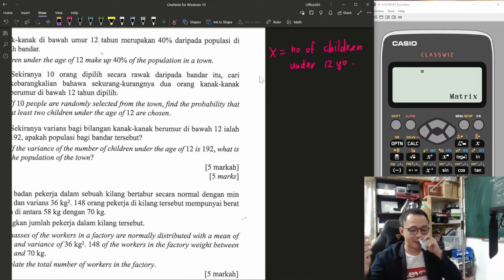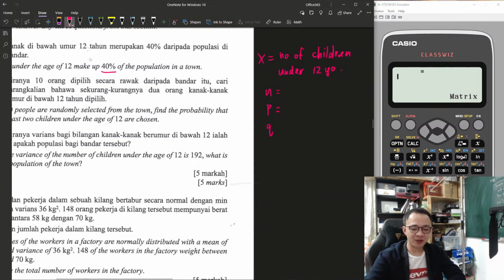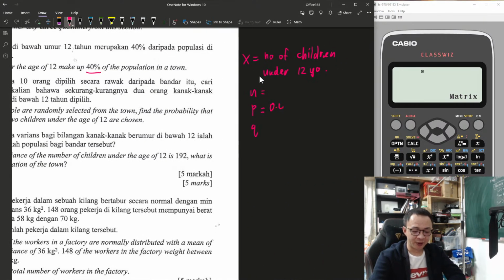So this one will be the binomial. For binomial, we need to find out three more pieces of information, which are n, p, and q. p is the probability of getting a child under 12 years old. Over here the question already tells you there's 40%, so therefore p will be 0.4. q is very simple, always 1 minus p, which is 0.6. We can think p plus q equals 1.